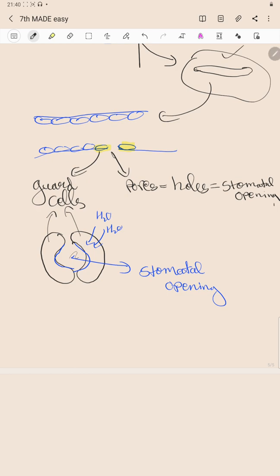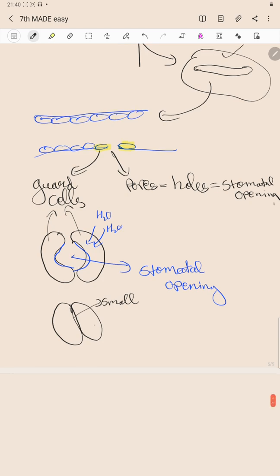In order to conserve water and prevent its loss through the stomatal opening, the kidney shaped cells become flaccid, so they come close together. So the stomatal opening is small. You get it, right? This isn't as swollen as this. Actually, it will become something like this. It's very thin.